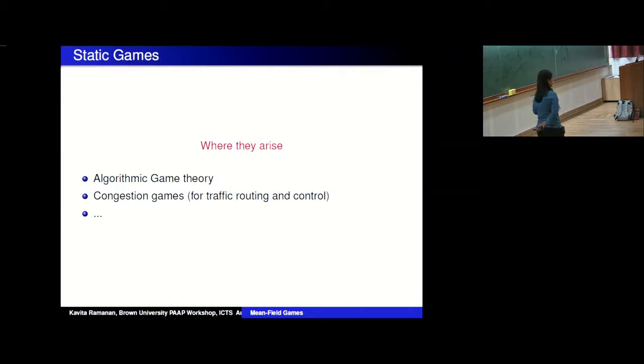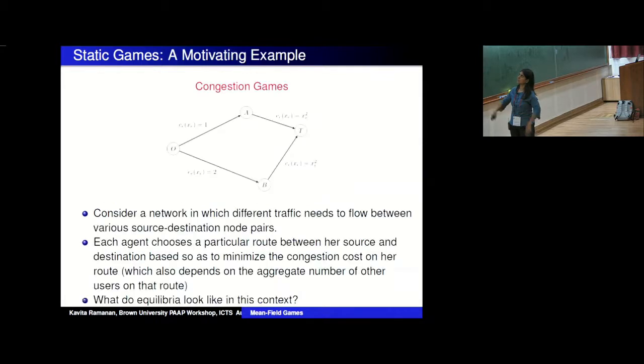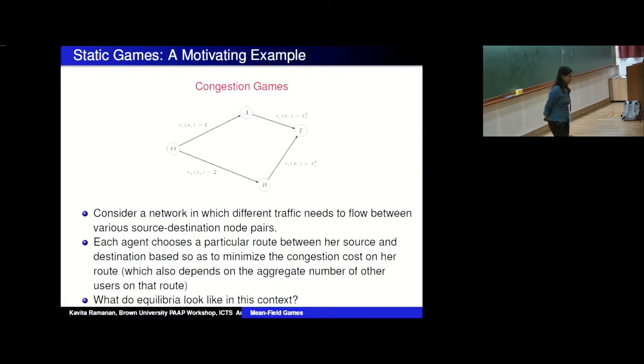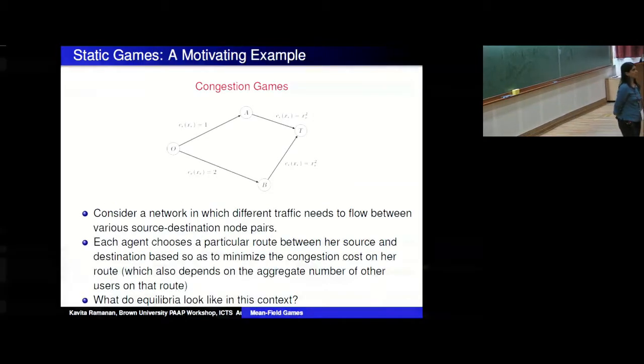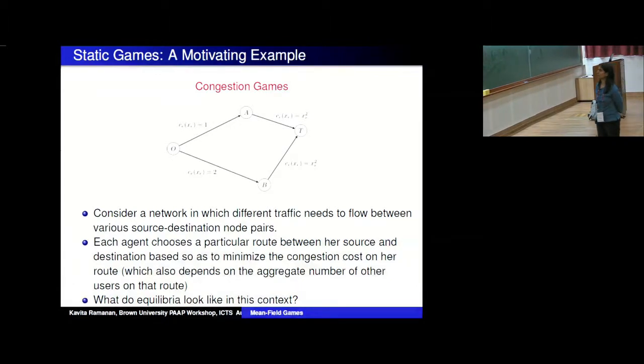There are certain things called European auctions in which you can dynamically bid prices, so that would be a dynamic game where you are reacting to how everybody else is bidding and then bidding. So these are ubiquitous. Now let me tell you a particular example of a congestion game, which is involved in network routing and traffic control. Consider a network, maybe you have 4 nodes in this case, in which different traffic needs to flow between various source-destination node pairs. And please feel free to interrupt me at any time.